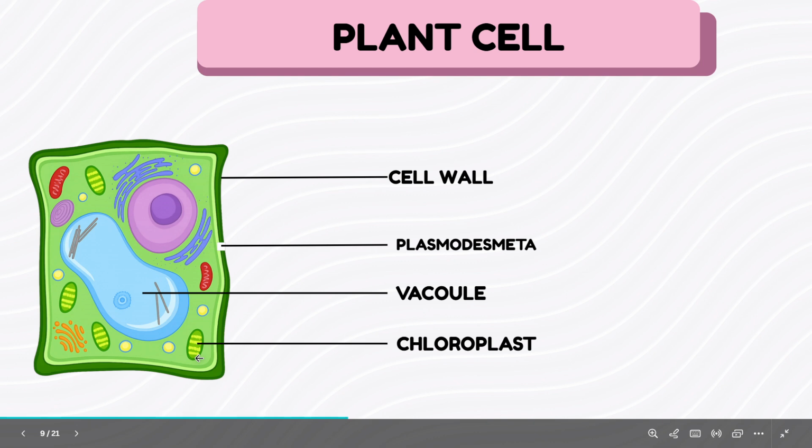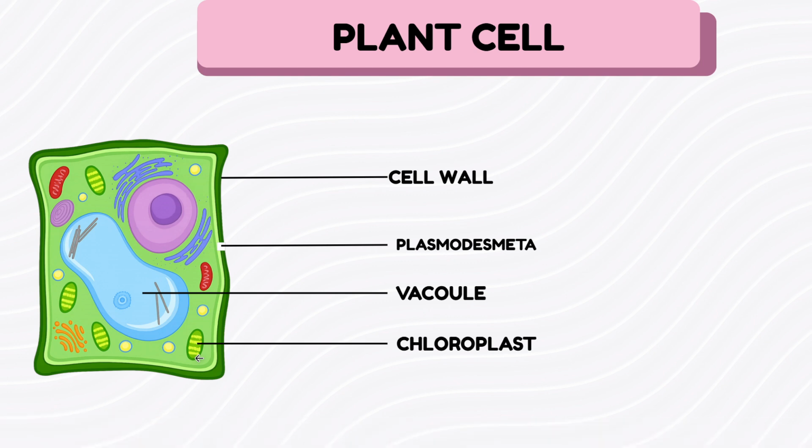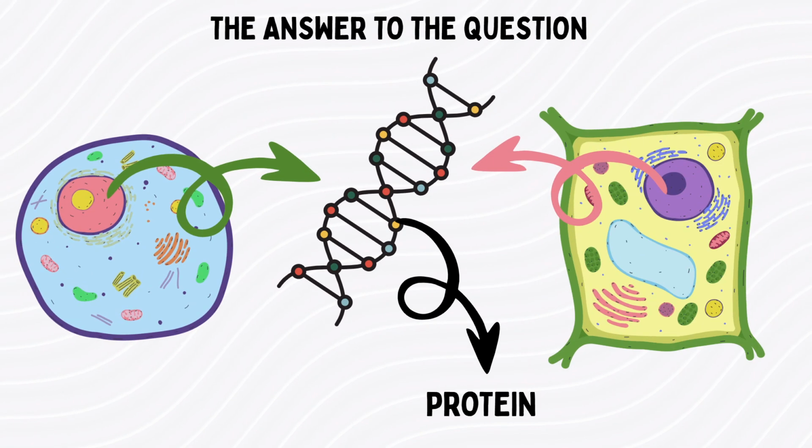Coming to the next is the chloroplast. Plants are autotrophic, basically they make their own food. But how? They have chloroplasts, the little green kitchens that use sunlight to cook food. Animal cells don't have these because we eat instead. I hope that answers your question, what makes a plant cell different from an animal cell?